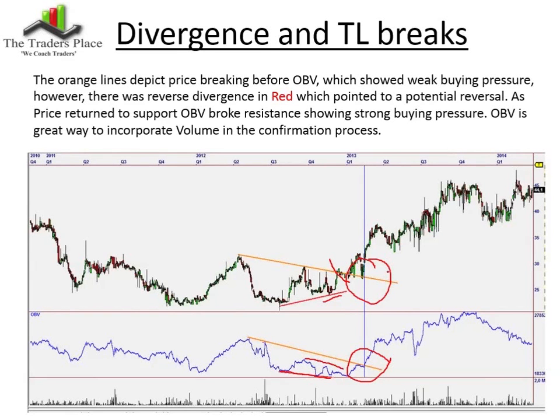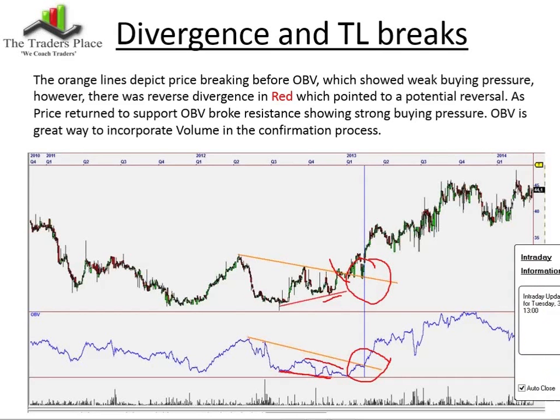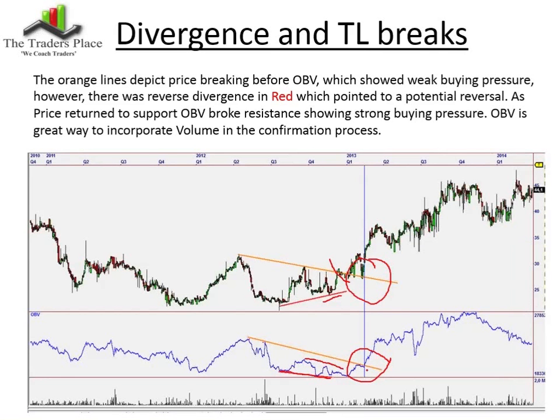That is the trade I want to be involved in. So if you did get in early, that's fine. You would have had to hold through this whole lot. If you waited a while, when the price returned to the trend line, OBV is breaking up, and that's a really good confirmation that buying pressure is finally coming into this particular stock.